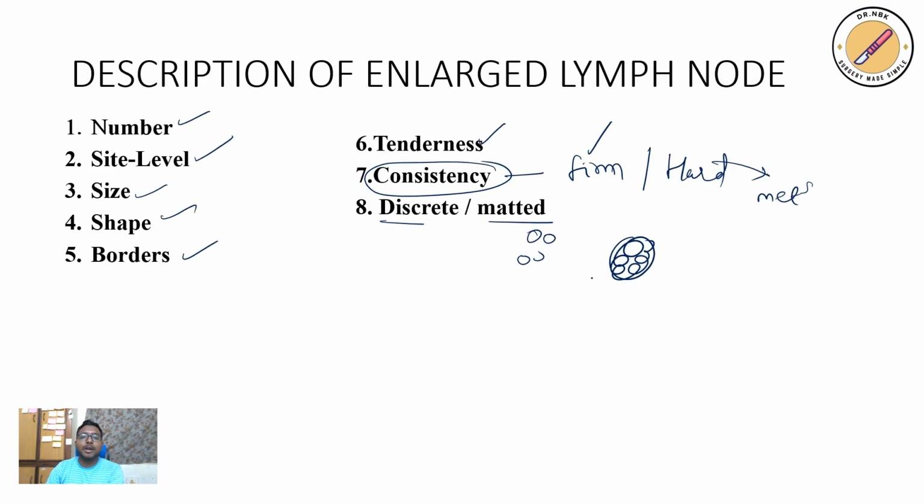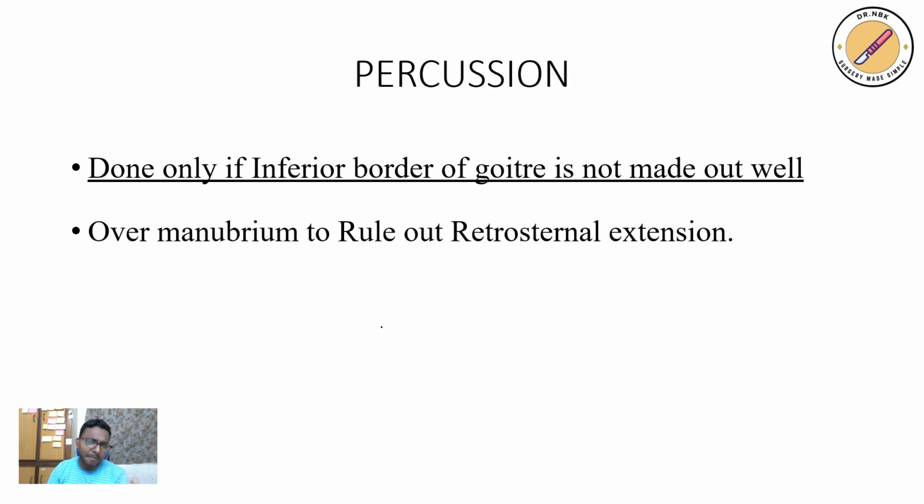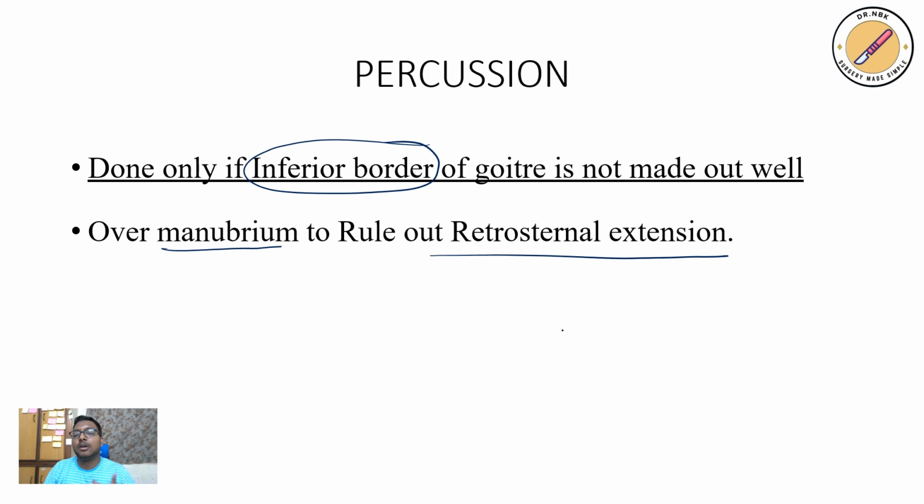Next, coming to percussion, please understand percussion is not mandatory in goiter. So when is percussion done in a goiter? Only if the inferior border of the goiter is not made out well. Where will you percuss? Over the manubrium sterni, direct percussion. Why? To rule out retrosternal extension. This is how you can clinically appreciate retrosternal extension of the goiter. Normally you will have a slightly resonant note. If there is retrosternal extension, it will become dull.